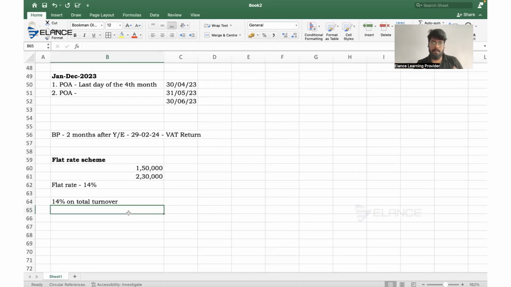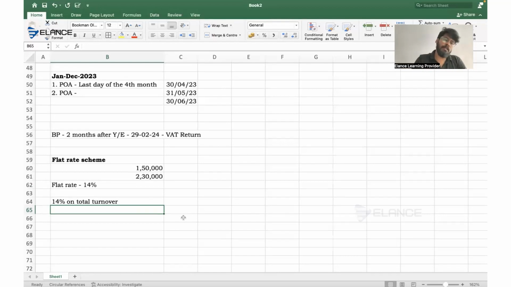And under the flat rate scheme, there is no differentiation like standard rated, exempt rated, zero rated, like that. So what is my turnover? Take the total turnover into 14%. That will be my output VAT. Under the flat rate scheme, we don't need to find out separate output VAT and input VAT. Take the total turnover, multiply the flat rate percentage. That will be the VAT payable. Computation wise, the flat rate scheme is more simple.